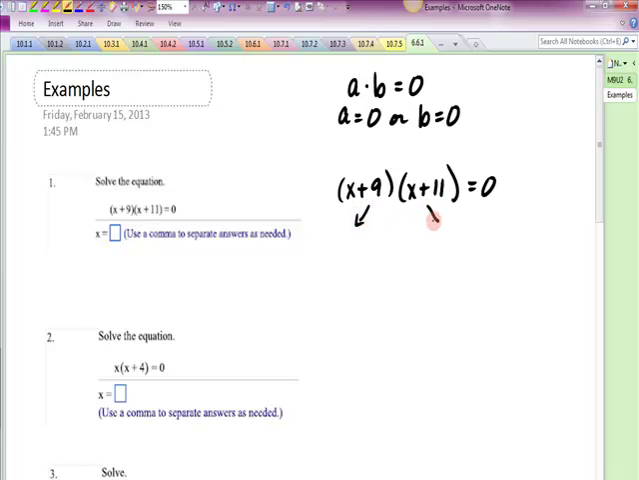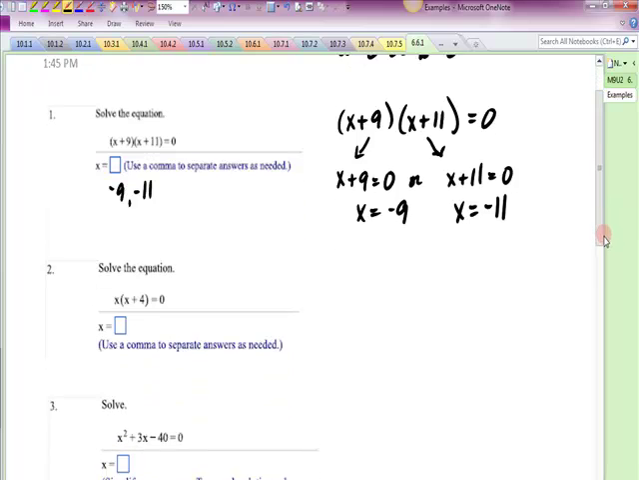Because these are already factors, it's already equal to 0, I can use this zero factor property and say that either x plus 9 is 0 or x plus 11 is 0. That means x is negative 9 or x is negative 11. It says we're just going to list the answers and separate them with a comma. So I'll have negative 9, negative 11. It does not matter what order you write them.